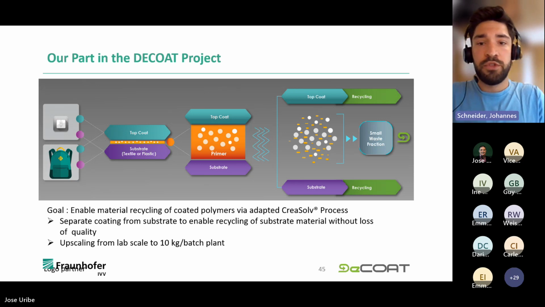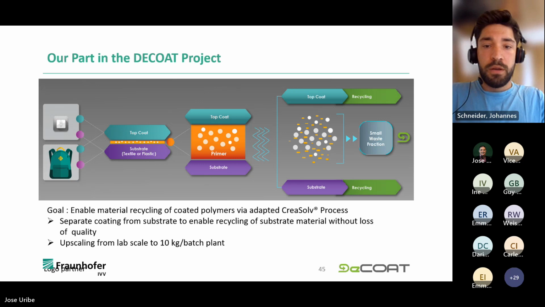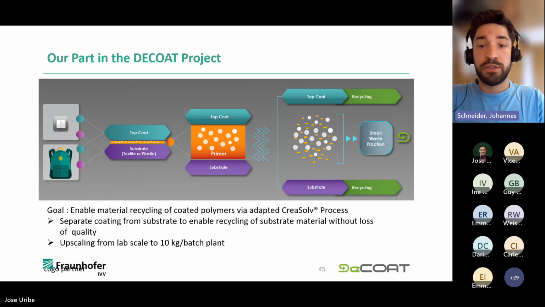Our goal is to use this Creasolve process, in an adapted form, to enable a material recycling of coated polymers. Here the principle is to remove the coating from the substrate and thus enable a recycling of the substrate material without a loss of quality. So the coating is removed and we can then mechanically recycle the substrate material.